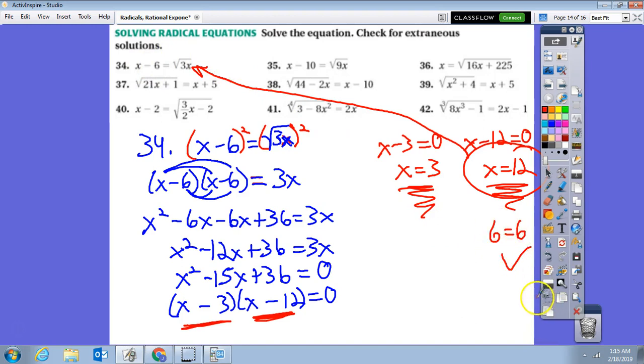12 minus 6 is 6. It works. But if you look at this one with 3 plugged in, 3 times 3 is 9. The square root of 9 would be 3. But 3 minus 6 would be negative 3. That does not work. So, this is what we call an extraneous solution. An extraneous solution. Because it doesn't work in the original problem the way the original problem was written.